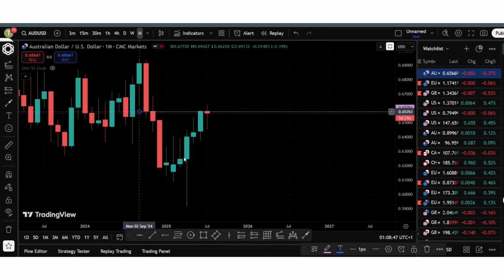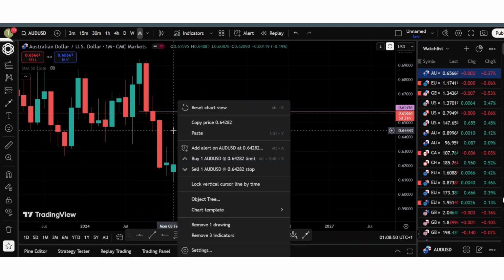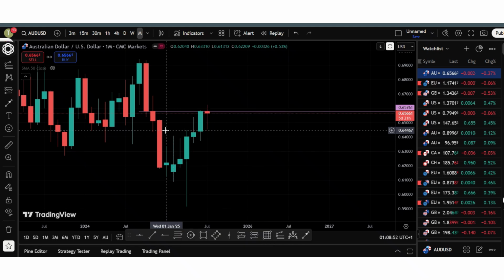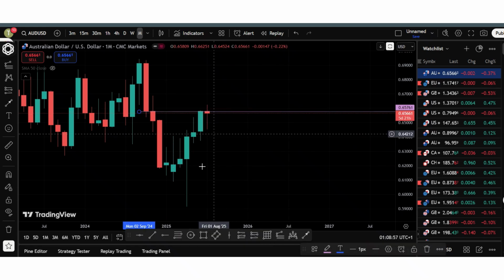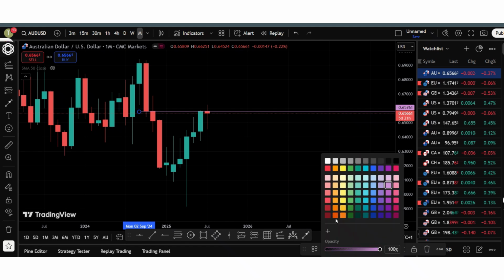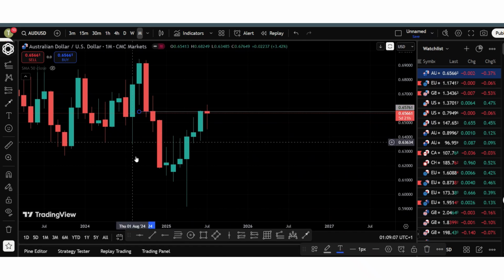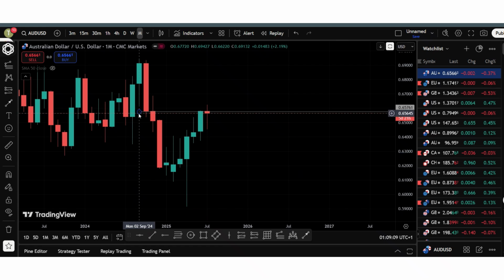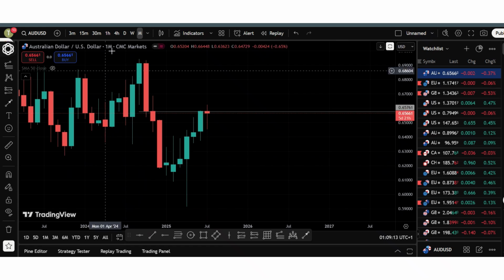But the most important thing here is that you can see how the monthly closed above that reaction. It shows that the monthly candle is still bullish. This is just a retracement. So AUDUSD, I'm expecting more upside for AUDUSD coming next week. So let's go to the weekly.